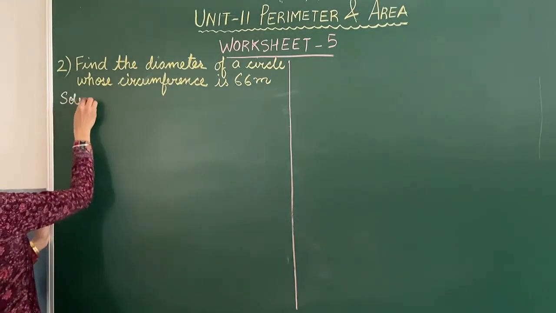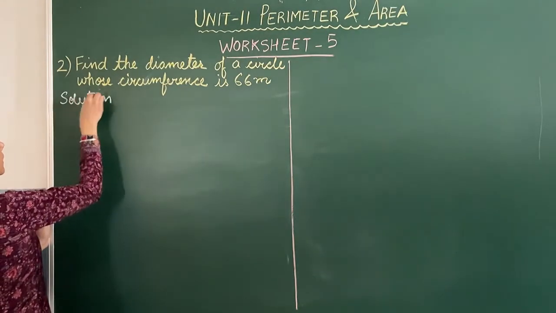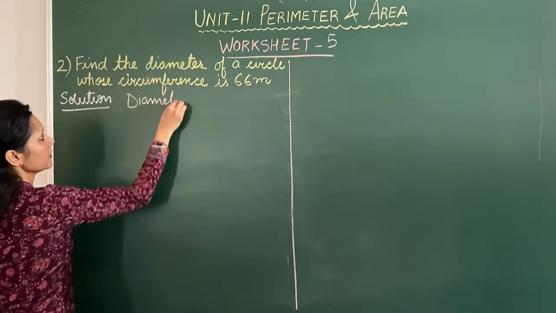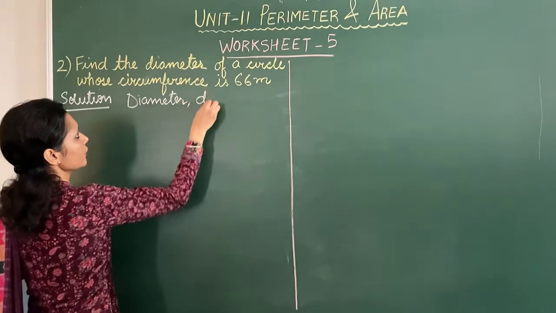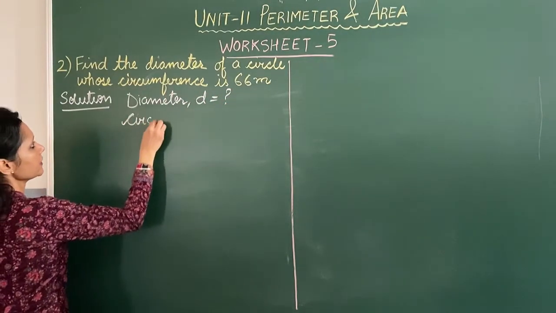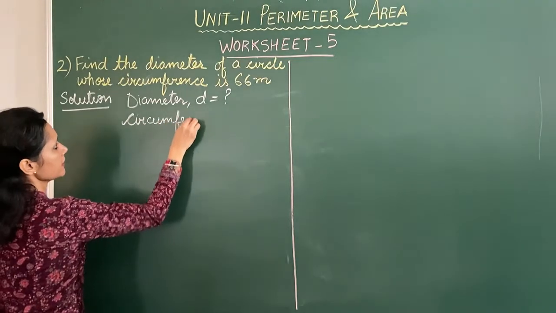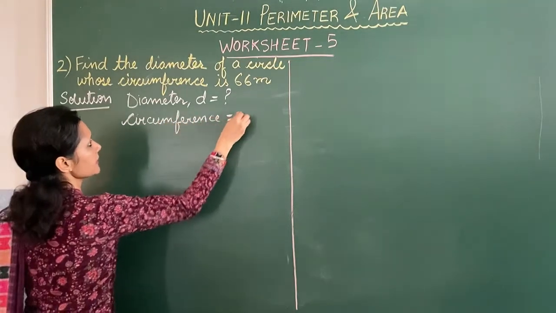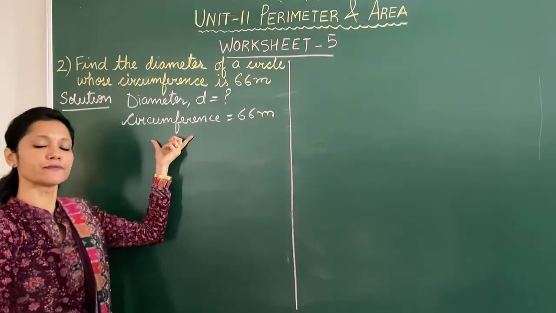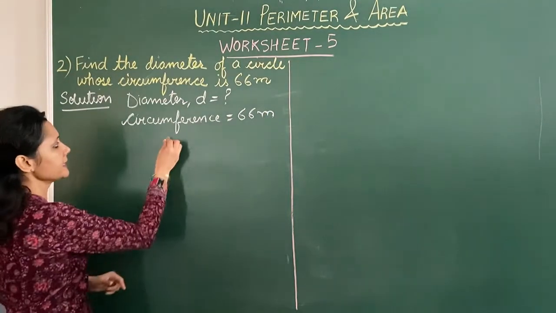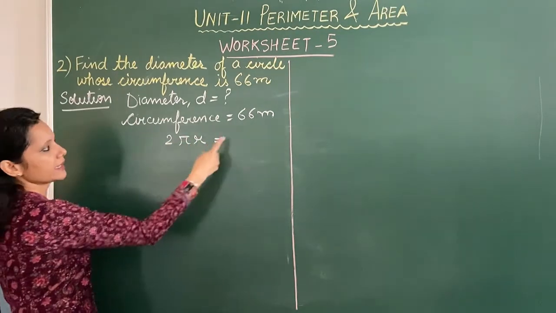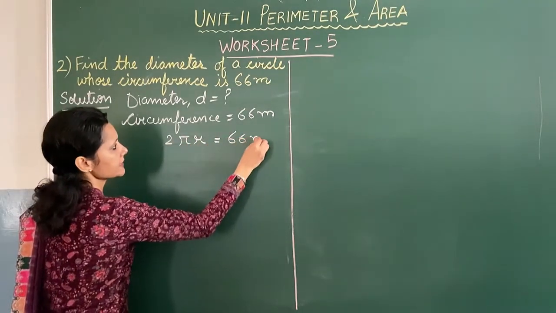So we have to find the diameter D of the circle, and what is given to us? We are given the circumference as 66 meters. Now we know that the formula for finding the circumference of a circle is 2 pi r. That means 2 pi r is given to us as 66 meters.